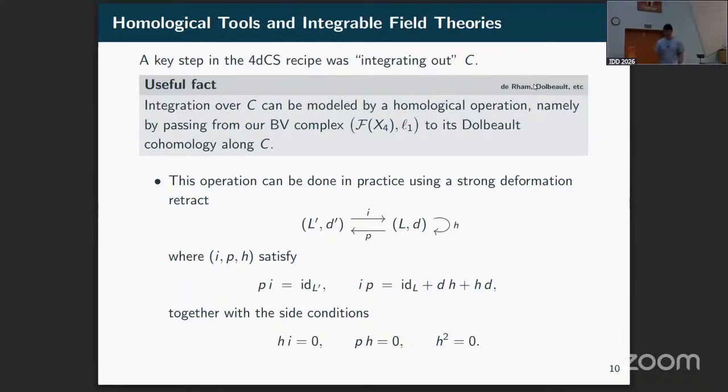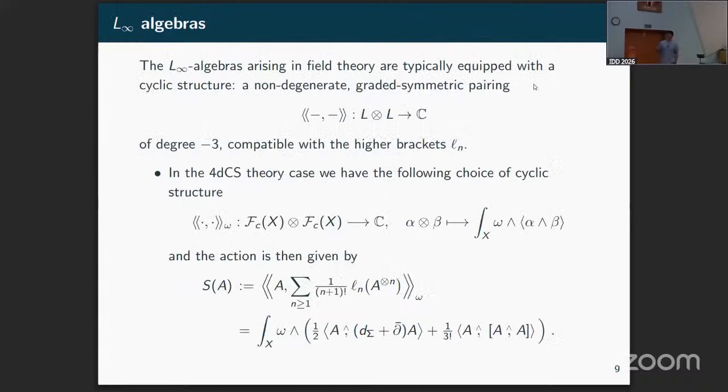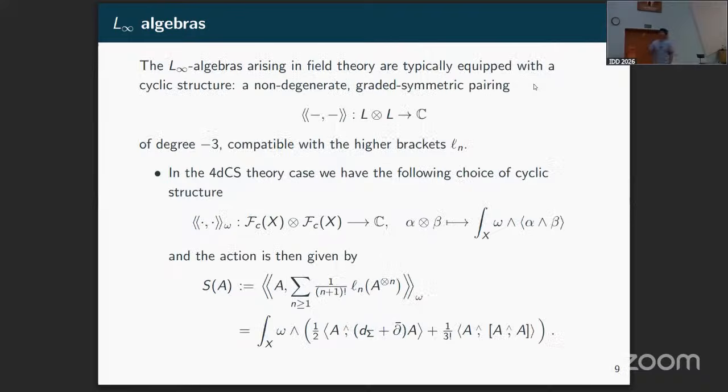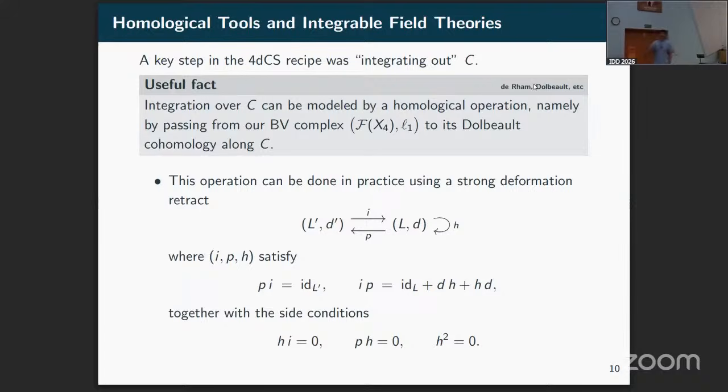Now, when we wanted to describe 2D integrable field theories from this framework, an important notion was obviously getting rid of the Riemann or the spectral parameter Riemann surface. So in this perspective, it's not at all obvious if I just work with this complex how I would try and get to a 2D IFT from here. Luckily for us, there's a useful fact that integration over the Riemann surface is actually a homological operation. So it can be modeled using homological algebra.